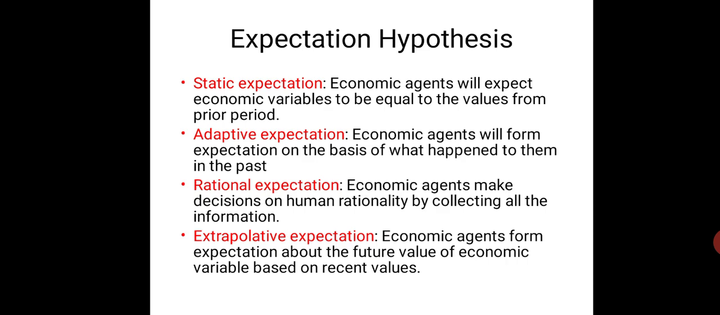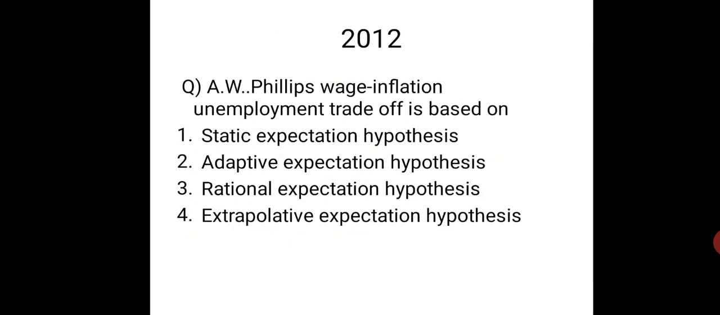Coming to the next type of expectation, that is extrapolative expectation. Extrapolative expectation is where they form an expectation about future value based on recent value. They feel that the gold price is going to go up for sure, looking at the recent value. So they are predicting the future with the help of recent values. These are some of the expectation hypotheses that will be useful for you. Okay, so the answer will be 1 here, where the A.W. Phillips curve wage inflation unemployment trade-off is based on static expectation.